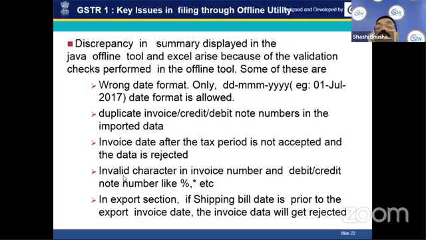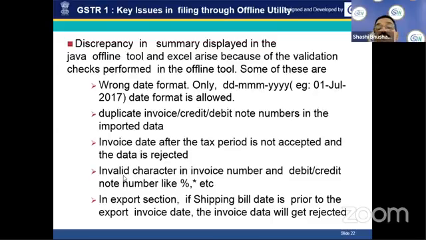Now, the date format, as already visible in the Excel, is DDMMYY, that is, 1st July 2017. All the invoice data should have this date format, otherwise the offline tool will reject it. Now, if there are duplicate invoice, credit note, or debit note numbers in the imported data, the system doesn't take duplicates. Excel allows duplicate entries, but those get rejected when they are entered in the offline tool.